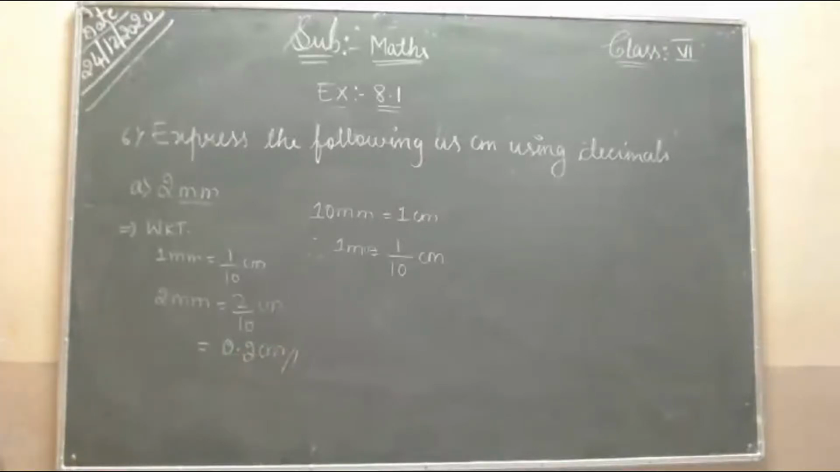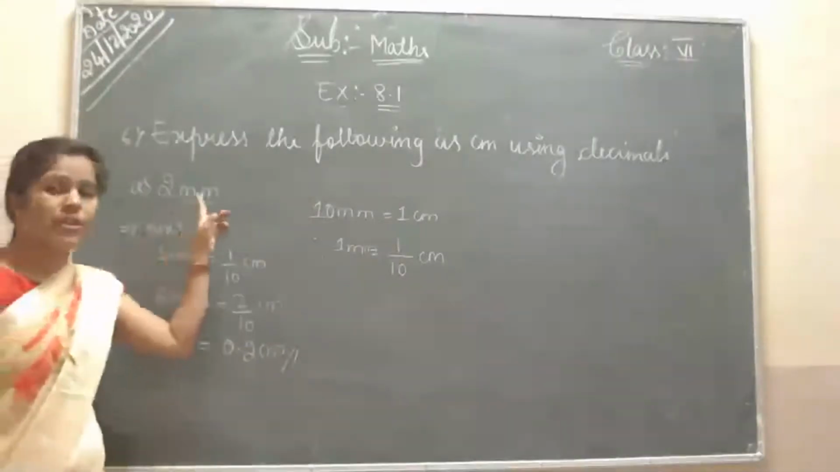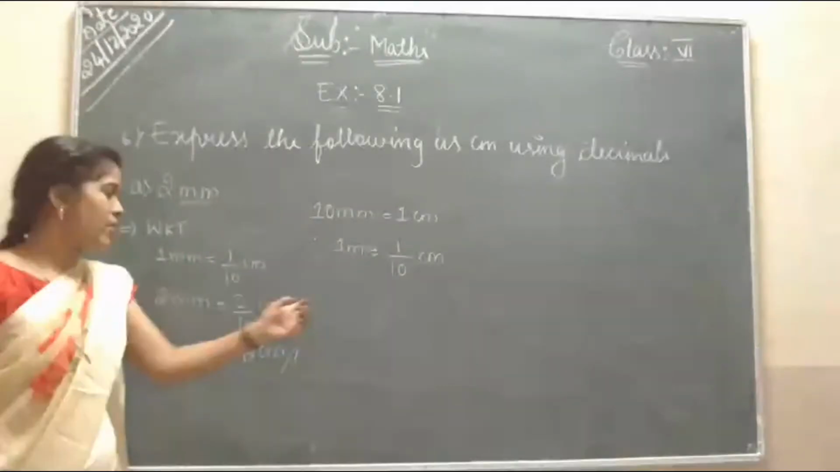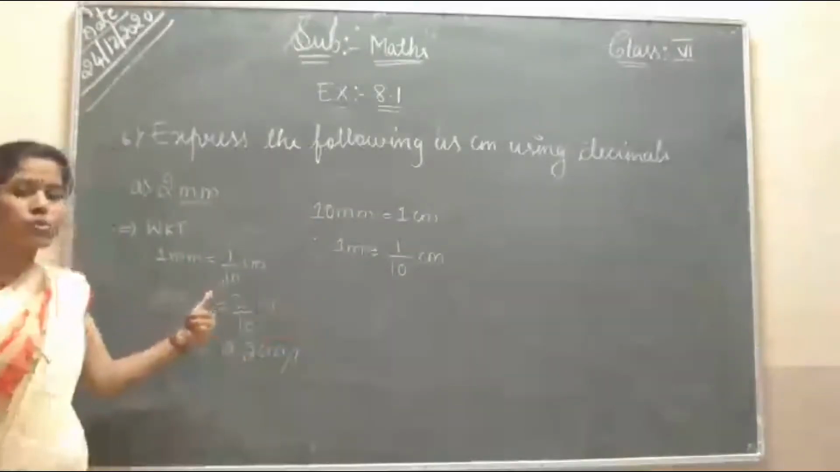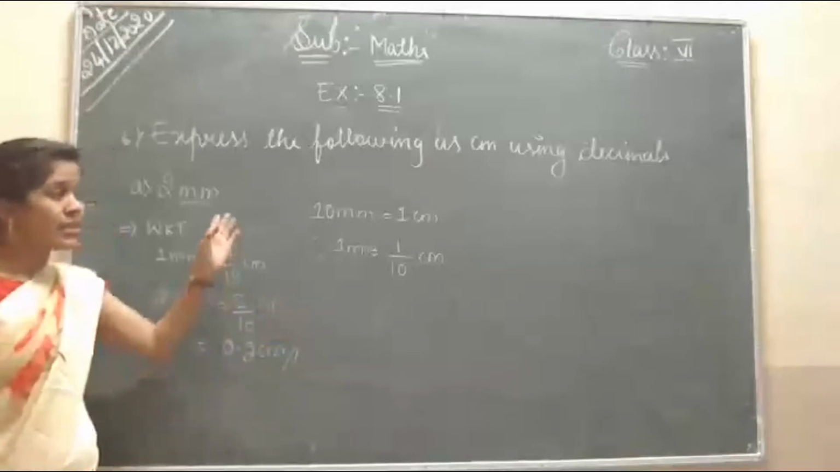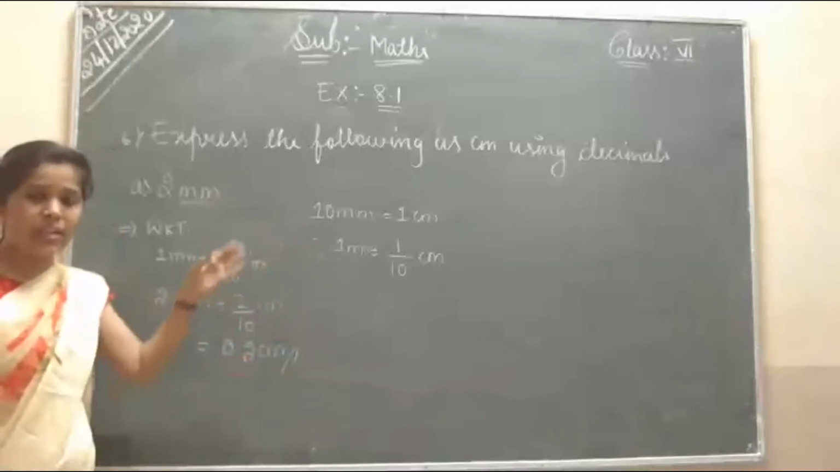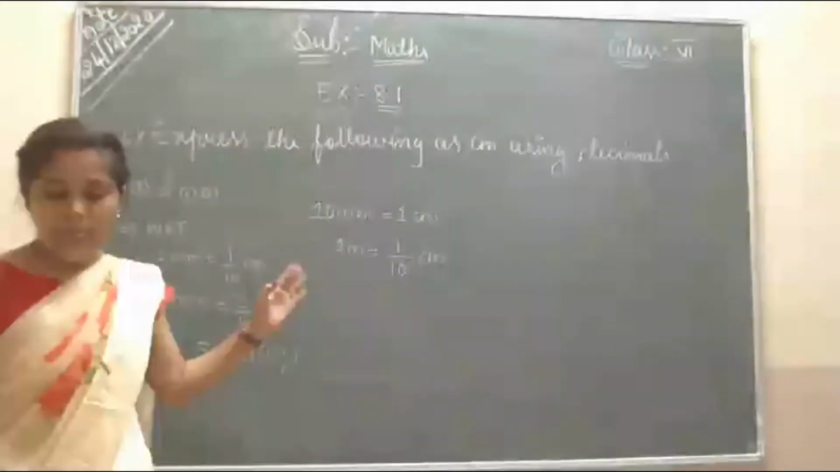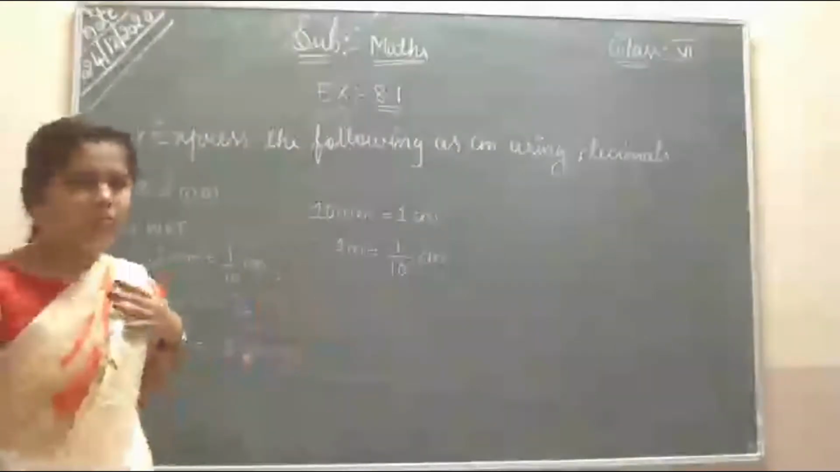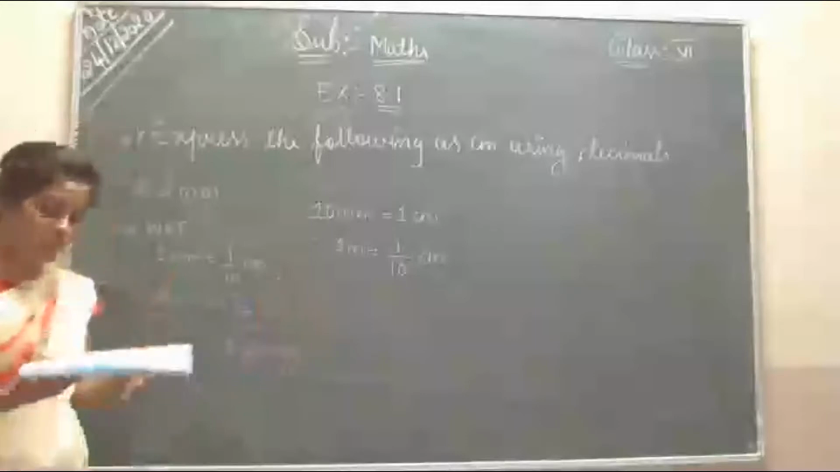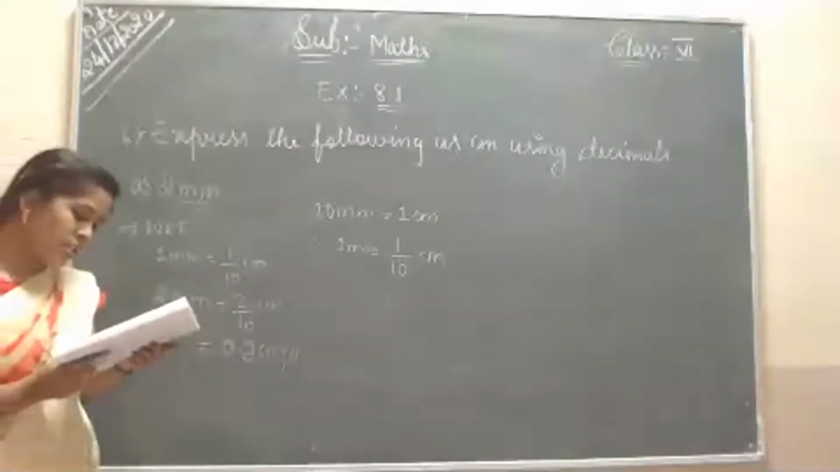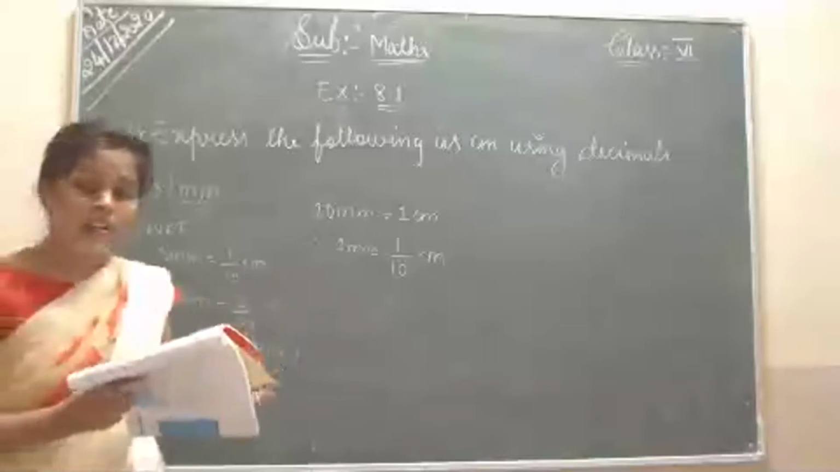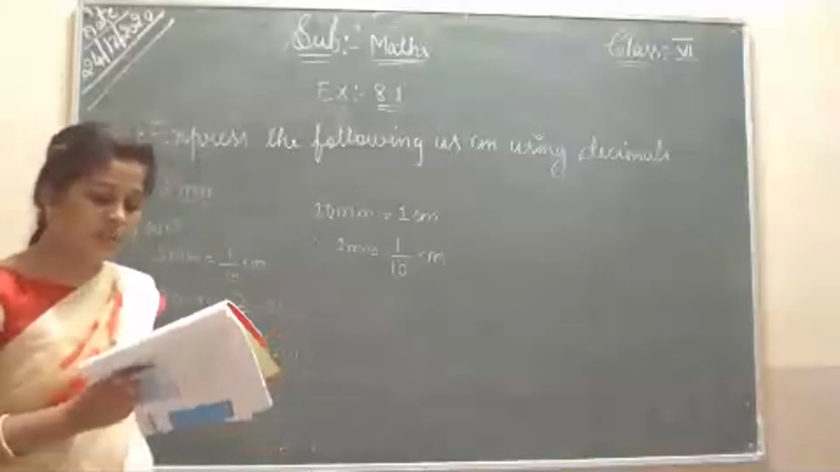See here, first we have to convert millimeter into centimeter. 1 millimeter is equal to 1 by 10 centimeter. 2 millimeter is equal to 2 by 10. If there is 3 millimeter, 3 by 10. 30 millimeter, 30 by 10. 116 millimeter, 116 by 10. We only have to divide by 10. Some questions: 30 millimeter, we divide 30 by 10. 116 millimeter, 116 divided by 10.